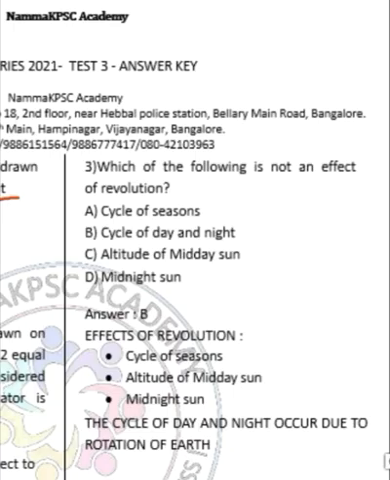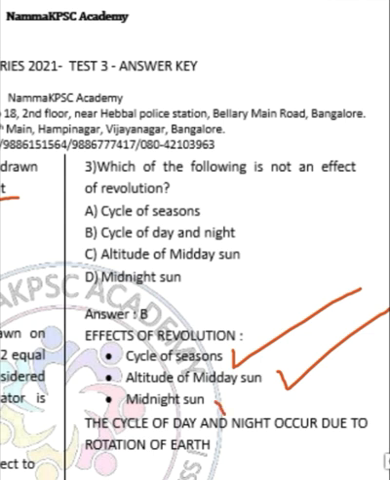Moving ahead to question number 3, it is asking which of the following is not an effect of revolution. Revolution is the movement of earth around the sun in an orbit, whereas rotation is the movement of earth around its own axis. Because of revolution, earth experiences various phenomena. First of all, the cycle of seasons, which you have read from your school days. Coming to the altitude of the midday sun, there is an apparent movement of the sun from the Tropic of Cancer to the Tropic of Capricorn and vice versa because of the revolution.